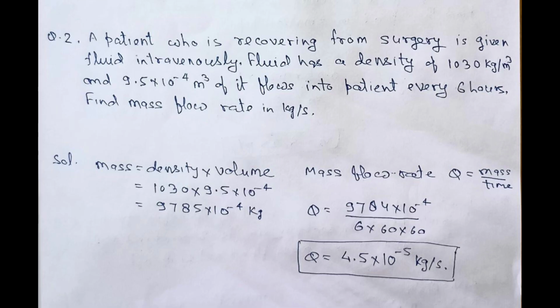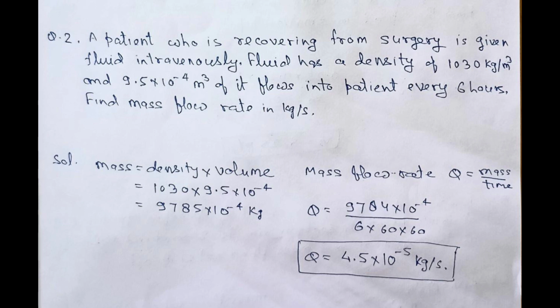Now let's see question number 2. A patient who is recovering from surgery is given fluid intravenously. Fluid has a density of 1030 kg per meter cube and 9.5 into 10 power minus 4 meter cube of it flows into patient every 6 hours. Find the mass flow rate in kilogram per second.